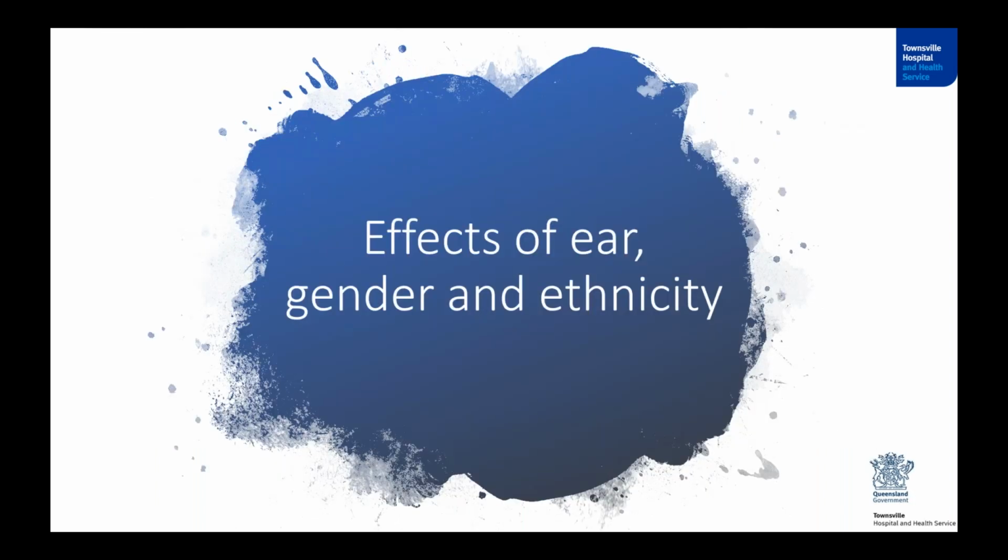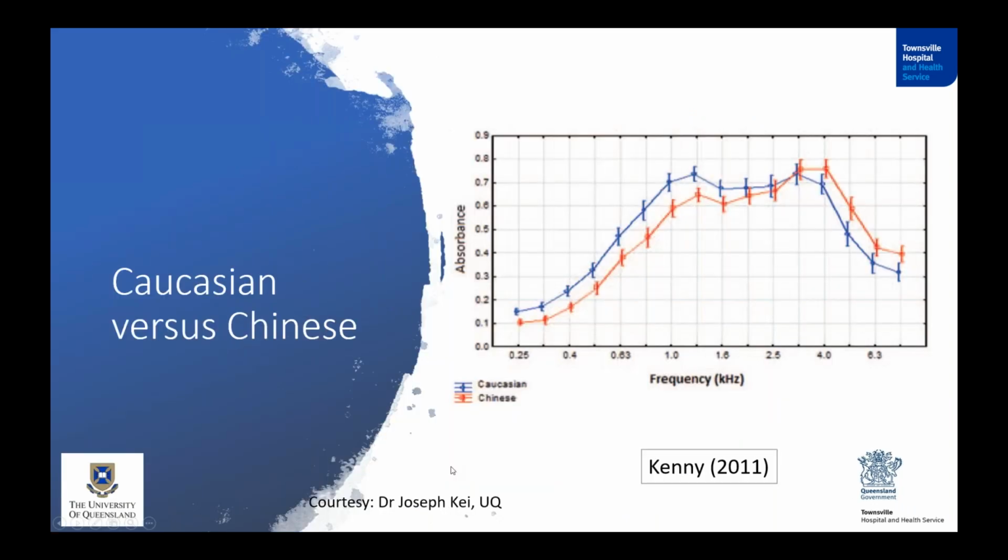There are other factors that can influence it, and one of them is the effect of the ear, whether the right or the left ear, and then gender and ethnicity. If you look at ethnicity, there are some studies that have compared mainly Caucasian and Chinese groups, and they have said there is a slight difference between the two groups, not that significant to warrant separate norms for different groups.